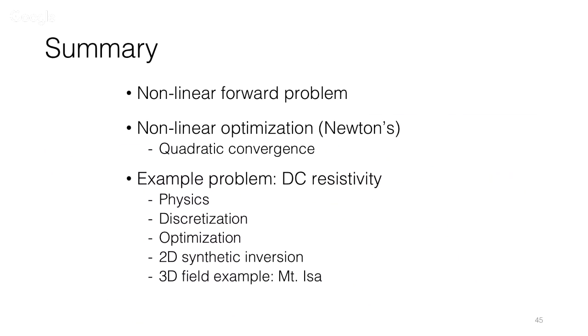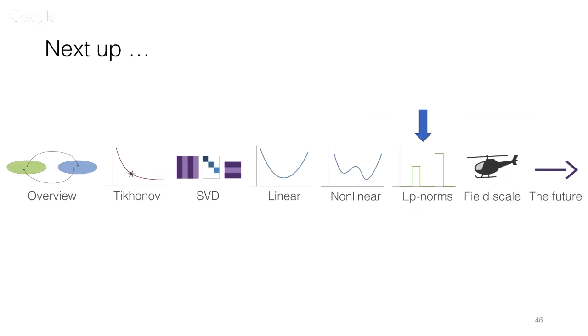So, just in summary, what we've done: we talked about the nonlinear problem, and looked at an example of how to discretize not only that DC problem, but any partial differential equation problem that you've got. The big thing being the sensitivities and how to carry out the optimization. So that's basically it. That now takes us to the non-linear problem.